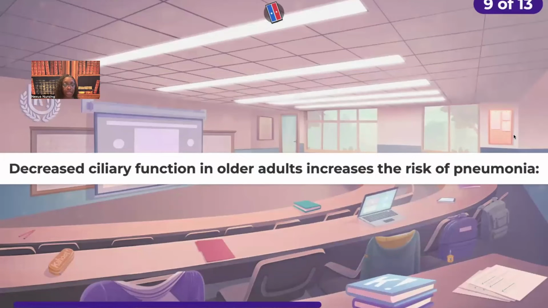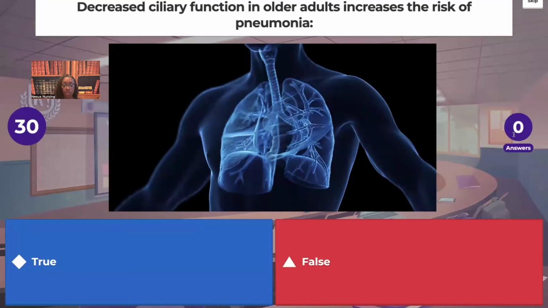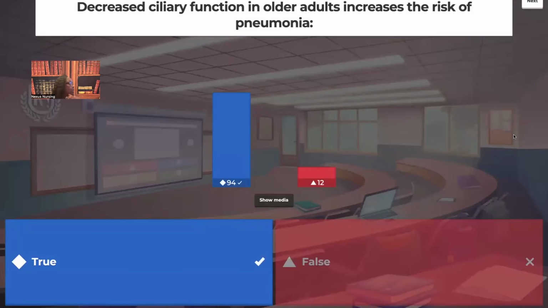Okay, decreased ciliary function in older adults increases the risk of pneumonia. Is this true or is this false? I just realized you guys can't see the question. Decreased ciliary function in older adults increases the risk of pneumonia. True or false?